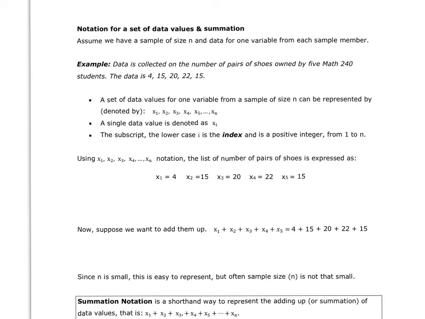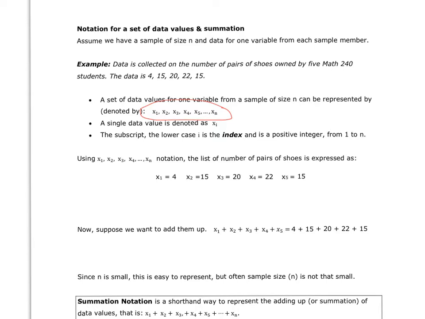So if we pair up this notation with the data values, we could say x sub 1 is equal to 4, x sub 2 is equal to 15, x sub 3 is equal to 20, x sub 4 is equal to 22, x sub 5 is equal to 15. As you can see, those subscripts don't have any meaning based on the size. It really is just the order that they're listed. So we can generically use this notation to refer to a set of data values, x sub 1 up to x sub n.